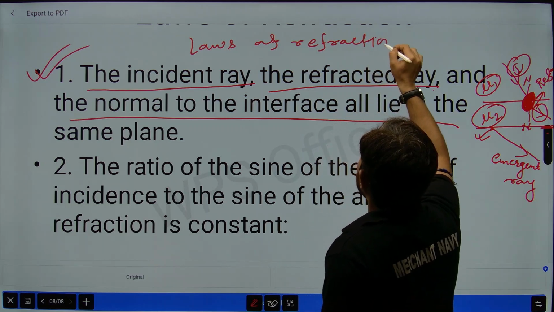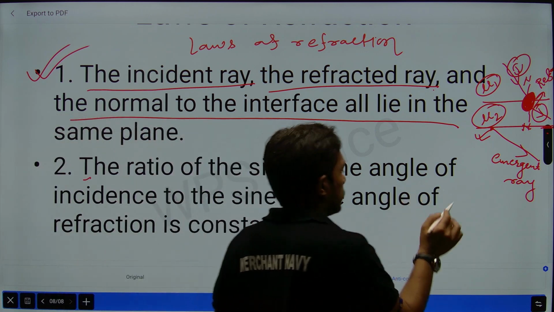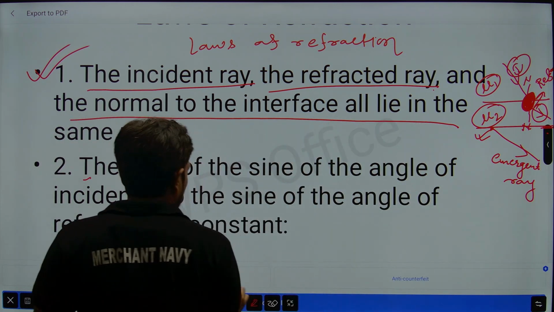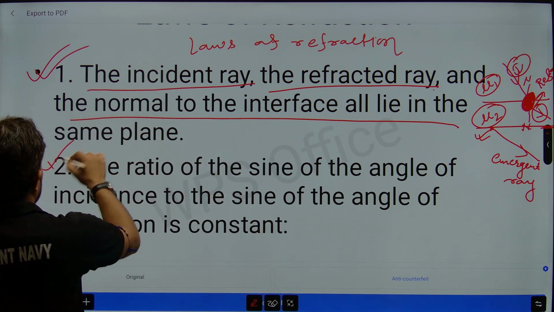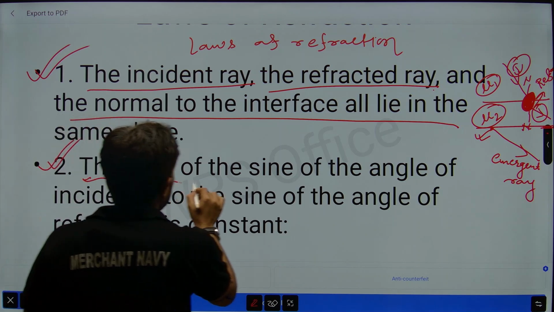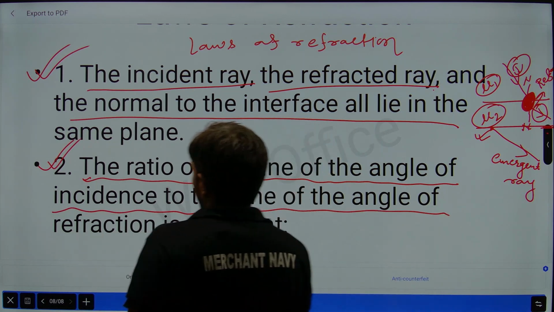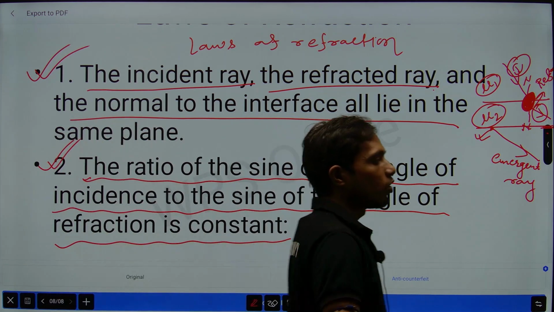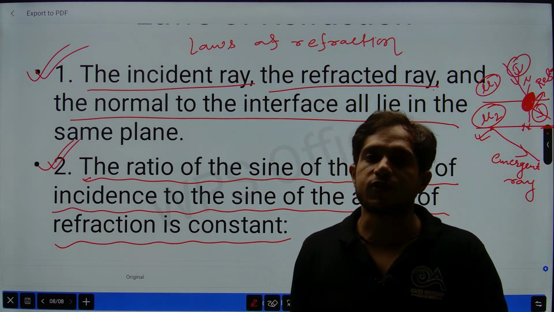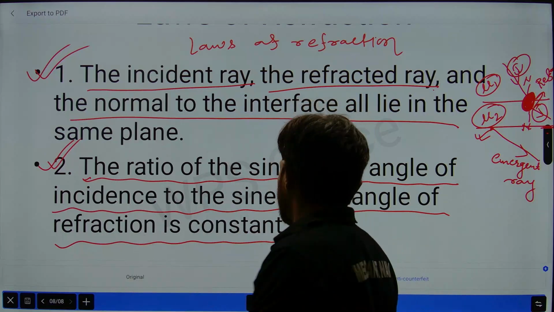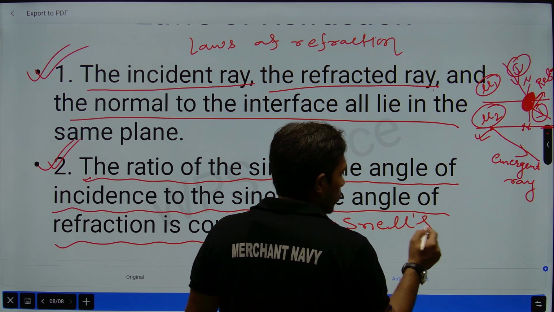Laws of refraction. Next, I wanted to resolve this by a figure, but first we will read the second law. What is the second law? The ratio of the sine of the angle of incidence to the sine of the angle of refraction is constant. This is known as Snell's law.